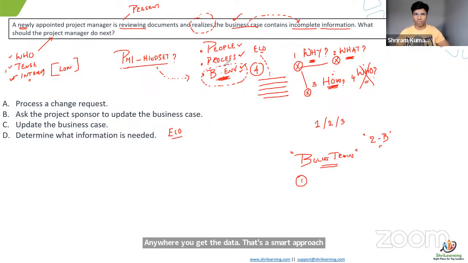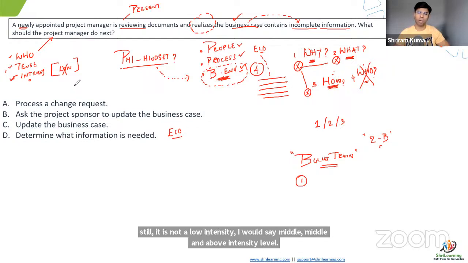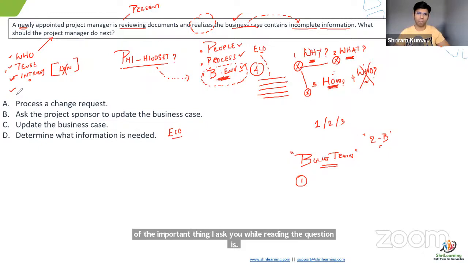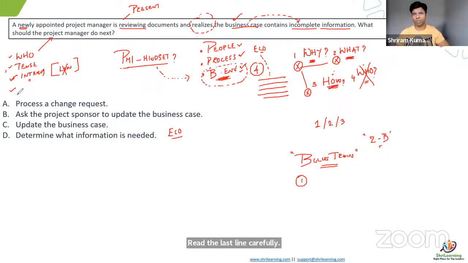Now, one more question. The question looks very small, but it is not low intensity. I would say middle and above intensity level. I can't call it low. Maybe not a big deal, but we have to understand the question better. One of the important things I ask you while reading the question is to read the last line carefully. Anything interesting in this question? Last line.